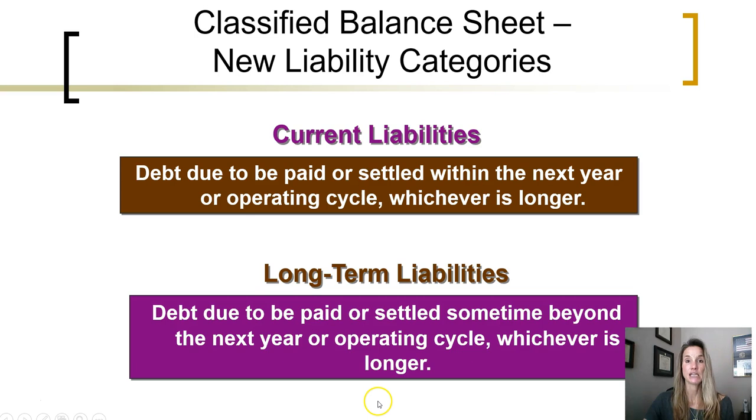Within liabilities, we have new categories. We break down liabilities by whether they are current or long-term. Just as with assets, the amount of time to consider something as current is within 1 year or operating cycle. So any liability or any debt that needs to be paid or settled sometime within the next year needs to be classified as a current liability.